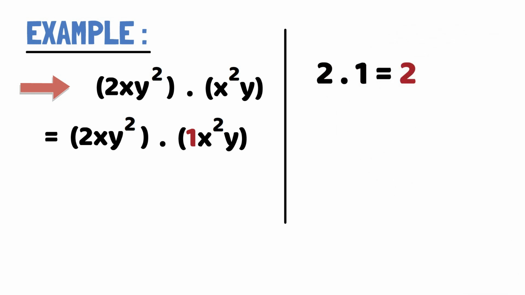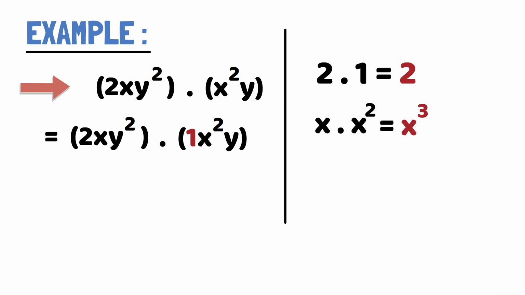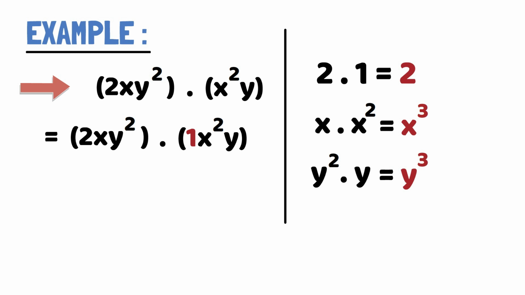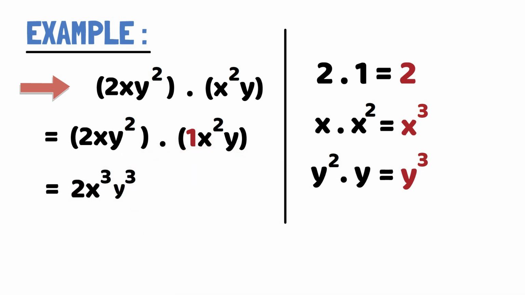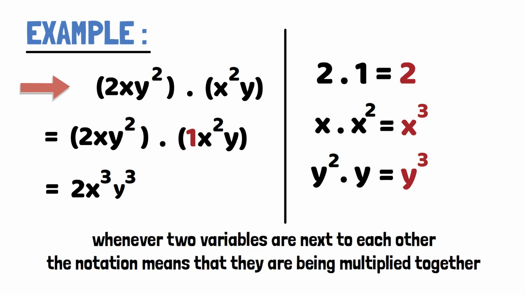So 2 times 1 equals 2. x times x squared equals x to the third power. And y squared times y equals y to the third power. Therefore, we write the answer as 2x to the third power y to the third power. Note that we don't put a multiplication symbol between x to the third power and y to the third power, because whenever two variables are next to each other, the notation means that they are being multiplied together.